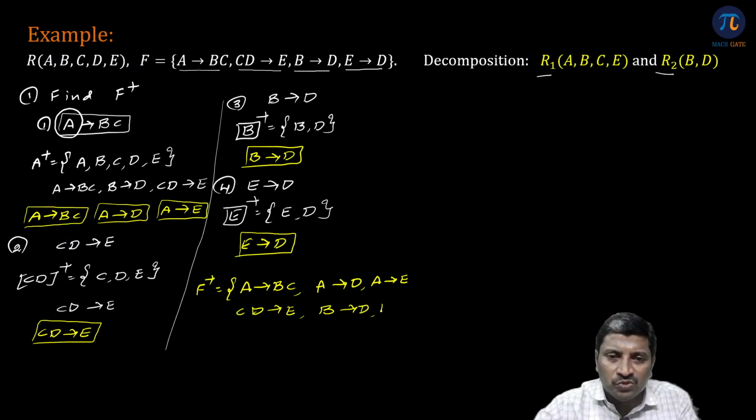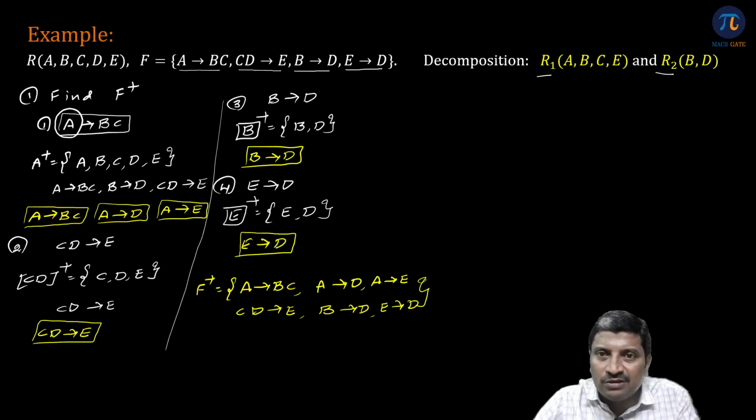Then we have E goes to D. So these are the 6 FDs we are having, right? So we completed the first step, right? What is the second step, sir? We need to separate the FDs of F into F1 comma F2.